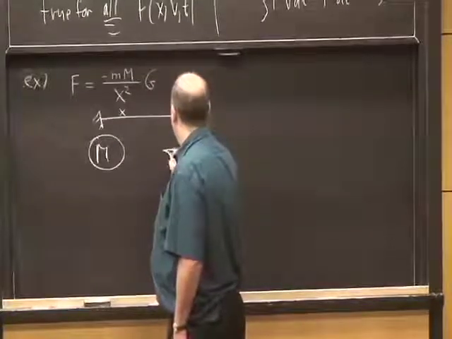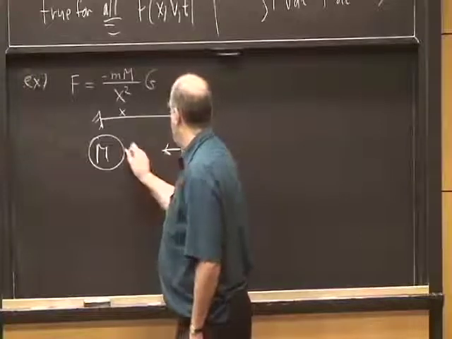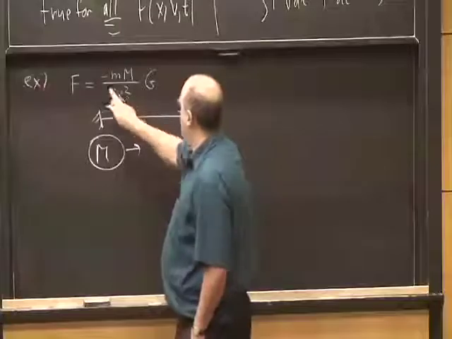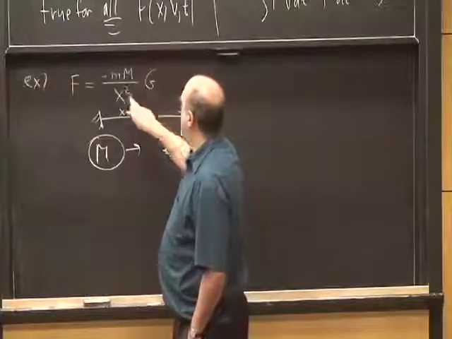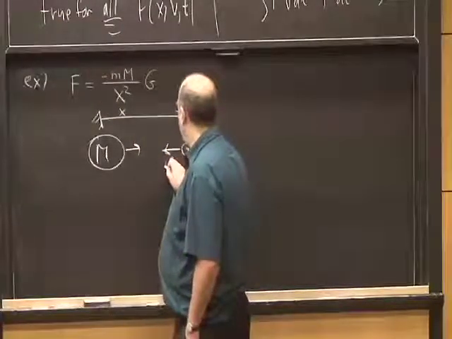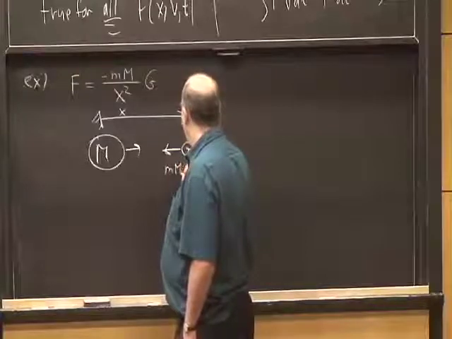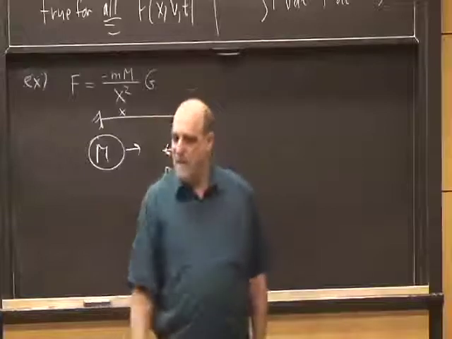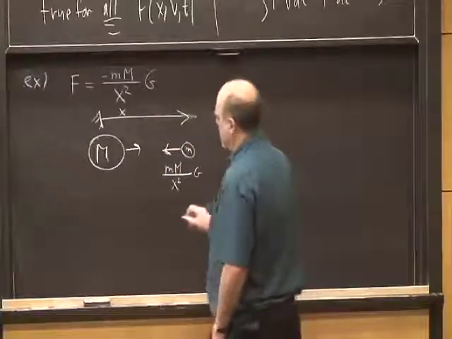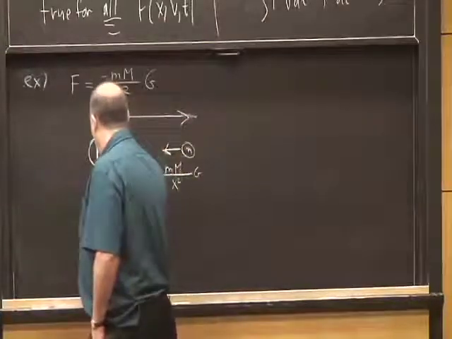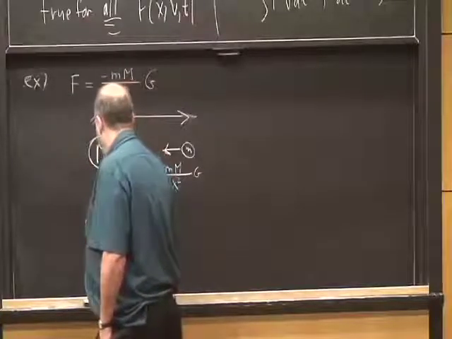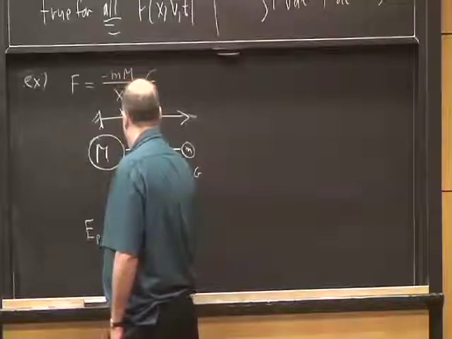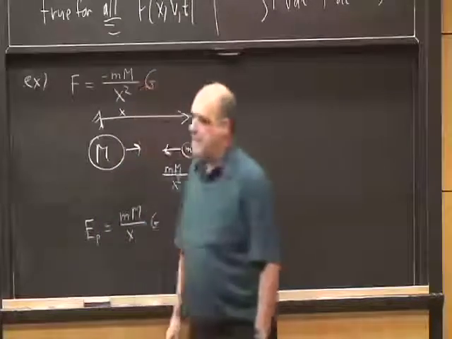relationship here. We have this force here and this force here. Here, the force to the right is minus Mm over x squared times G. Now this thing has associated with it a potential energy, and the potential energy of this is this really funny potential energy. It's minus Mm over x times G.